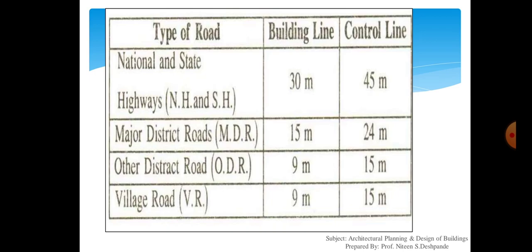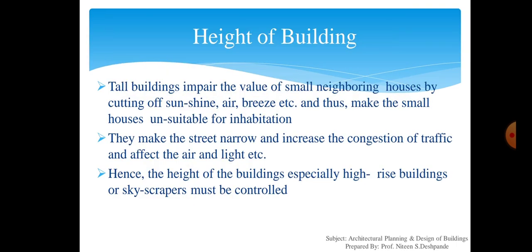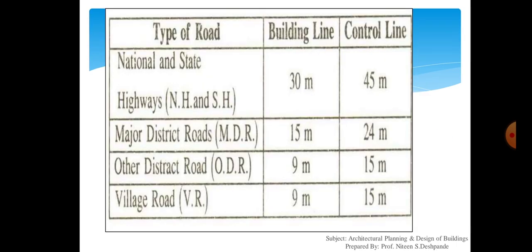Now these building lines and control lines are different, and these are dependent on the type of road. If the road is a national or state highway, then the building line is 30 meters, control line is 45 meters. For major district roads, the building line is 15 meters and the control line is 24 meters. For other district roads, it is 9 meters and 15 meters, and for village road, building line is 9 meters and control line is 15 meters.